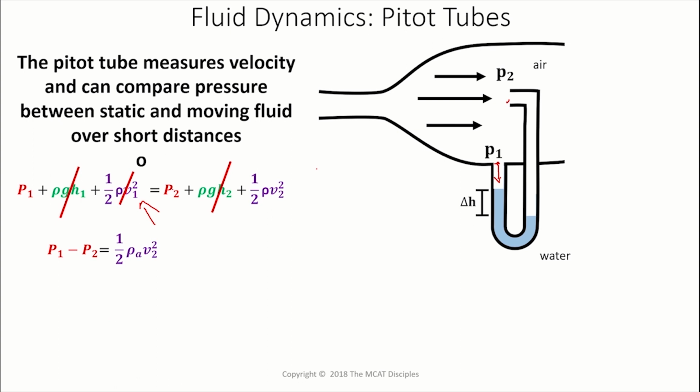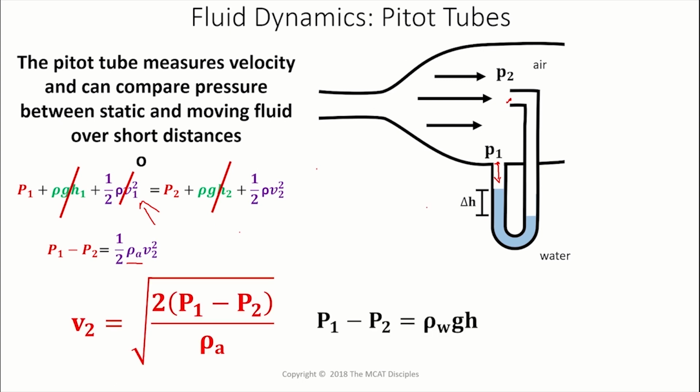Now we can rearrange this equation to say P1 minus P2 is equal to 1/2 rho A V2 squared, where rho A is the density of the air, which is the fluid moving in this case. It's important that you use the density of the air. Now what's P1 minus P2? Well, we've already determined that to be the difference in height in this fluid manometer here, or the pitot tube, whatever you want to call it. And so we use this: P1 minus P2 is equal to rho water G times height, or the gauge pressure.